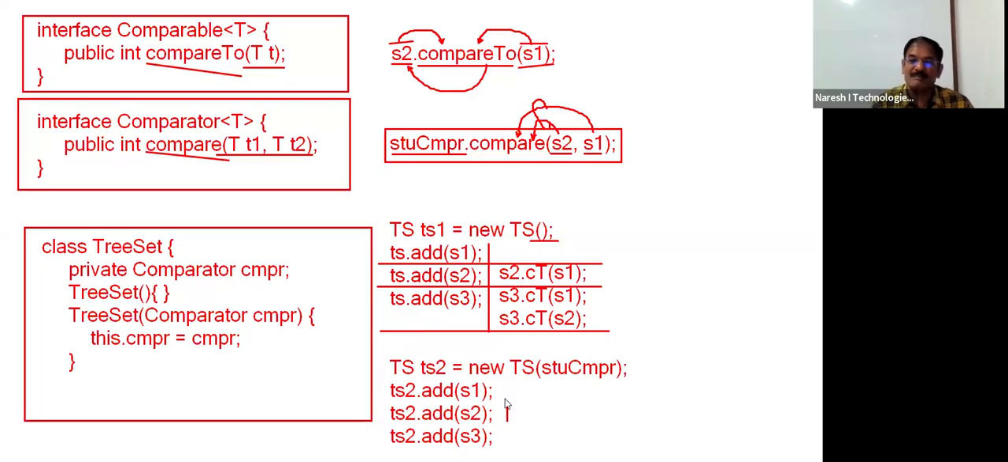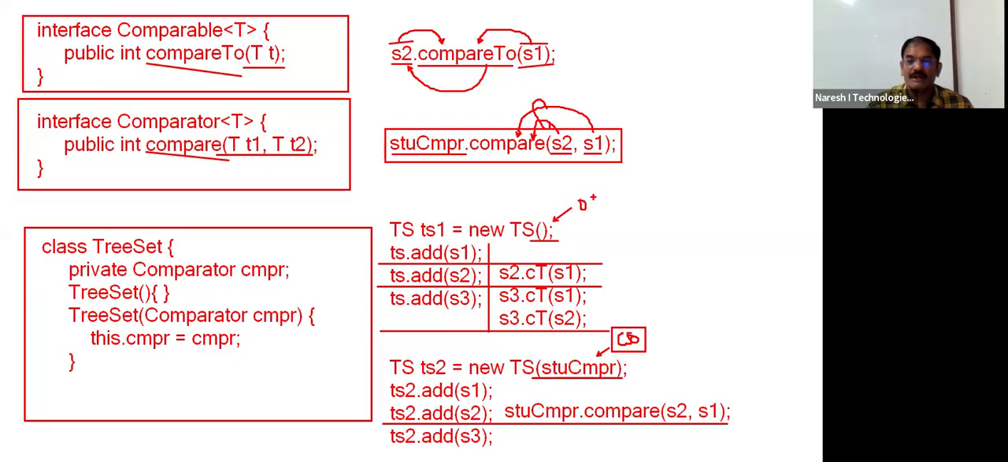The s2 object is compared with compareTo, right? No, now the comparator. Now StudentComparator dot what method is called? compare, by passing what? s2 comma s1. Does everyone understand? If you mention a comparator, it means you want your own custom sorting order, then TreeSet follows your order. If you don't mention any comparator here, then it uses what? Default sorting order.